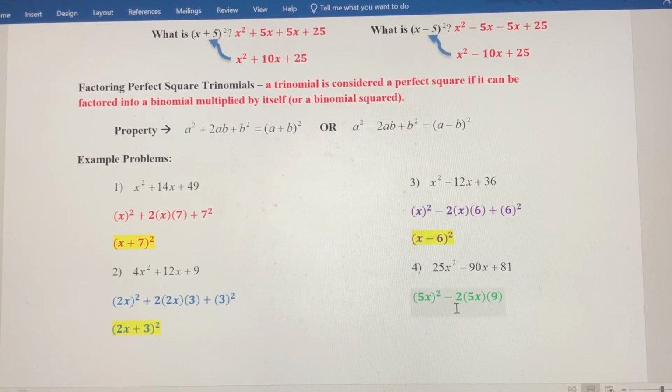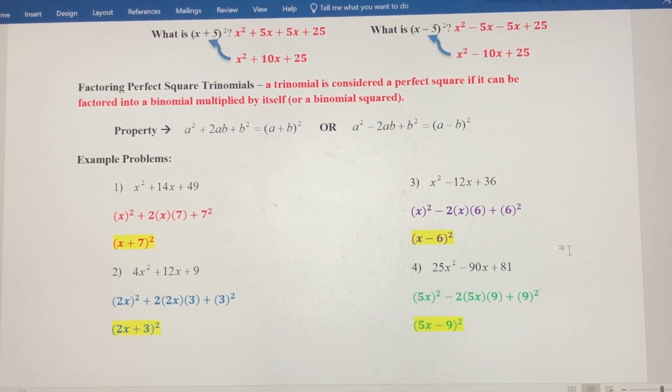Now let's see what that equals. Negative 2 times 5x is negative 10x. Negative 10x times 9 is negative 90x. So that matches my middle term, okay? That means this is a perfect square trinomial, okay? So my answer is going to be this square root and this square root, and we're going to keep that sign from the middle. So the answer here is 5x minus 9 to the second power, okay?